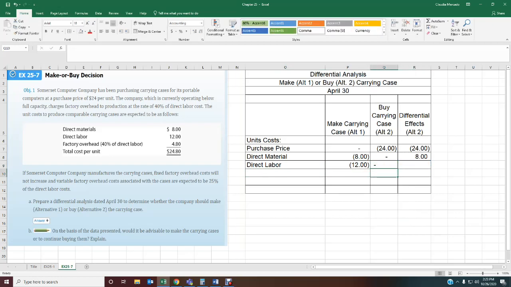And then you compare your alternative 2 with your alternative 1.